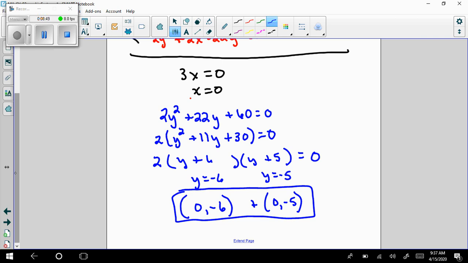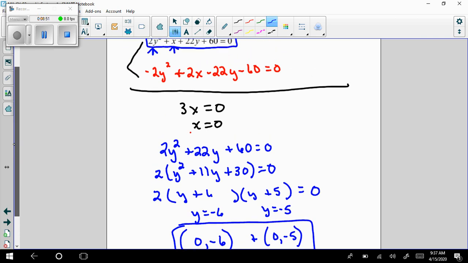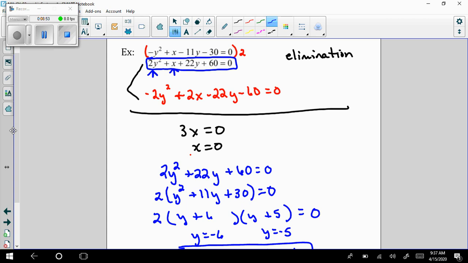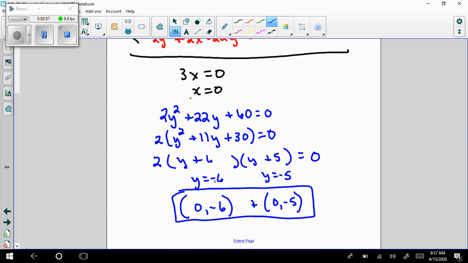Okay, so if you would have gone and decided to eliminate the x term at the beginning, then you would have been solving a quadratic. You would have got these two solutions first. And then when you plug them back in, you're going to get x equals 0 for both of those values.